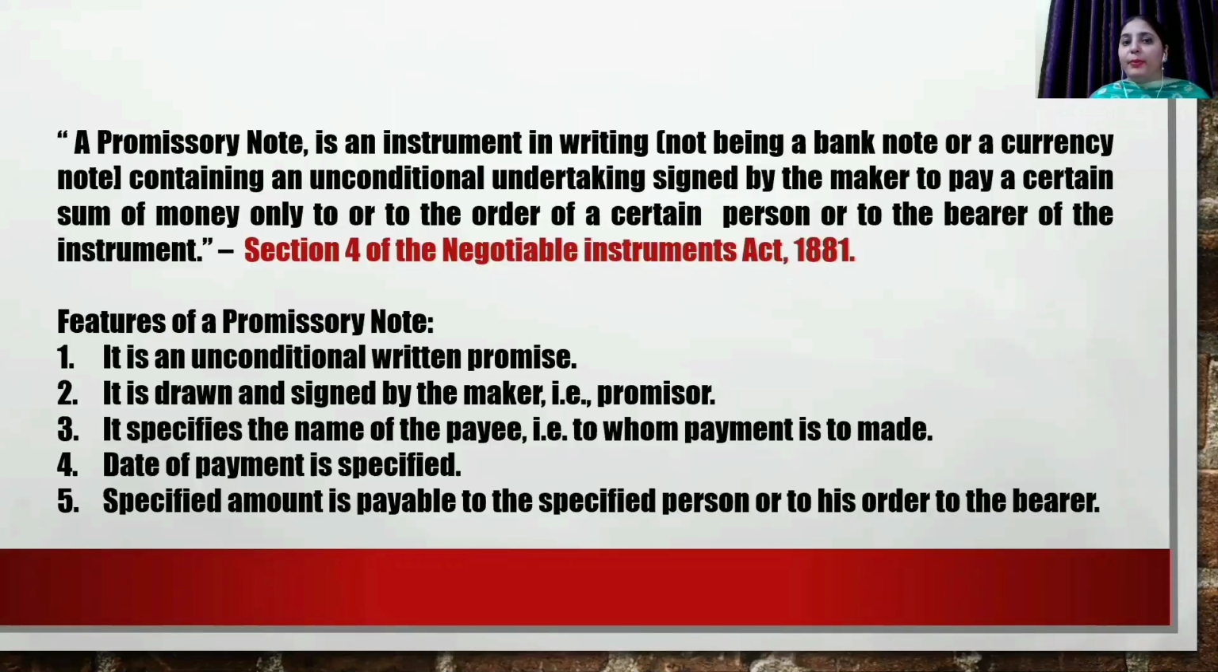Coming to the definition of promissory note, it has been stated under section 4 of the Negotiable Instruments Act 1881. A promissory note is an instrument in writing other than a bank note or a currency note, because you can see it is an unconditional written promise. It is drawn and signed by the promisor. Promisor is the buyer. It specifies the name of the payee to whom the payment has to be made. Date is specified, even the amount payable is specified.